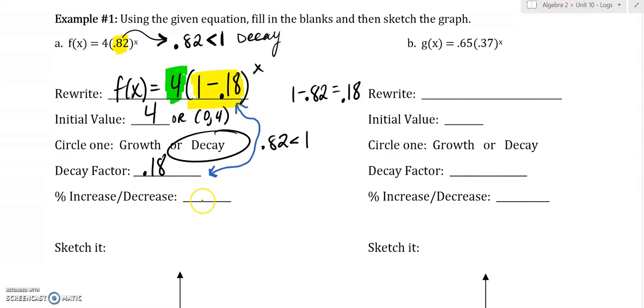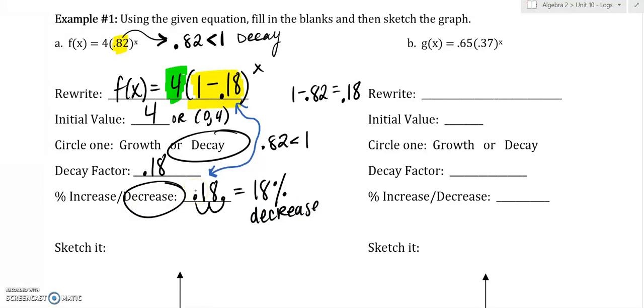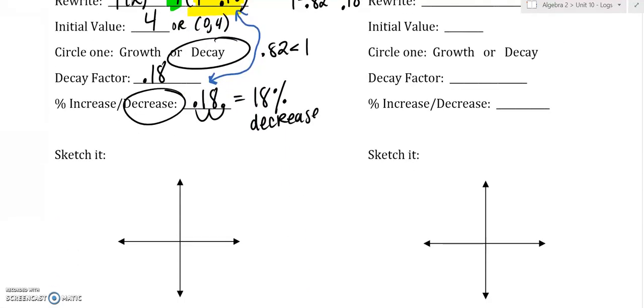So then it says, well, what is the percentage? I take 0.18, I loop it over twice, make it into a percentage. It's 18% decrease. This time it's a decrease because I'm dealing with a decay problem. So 18% decrease. So then when I go to graphic, I want to start with my initial value.